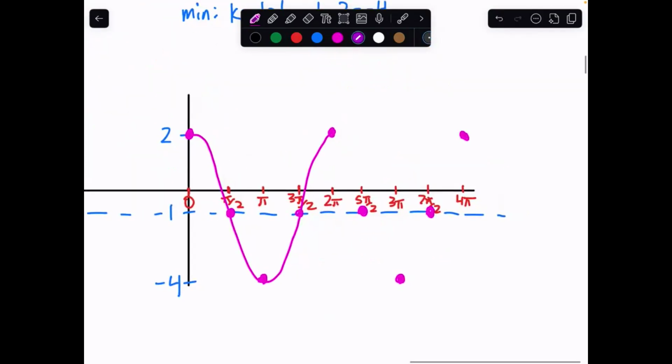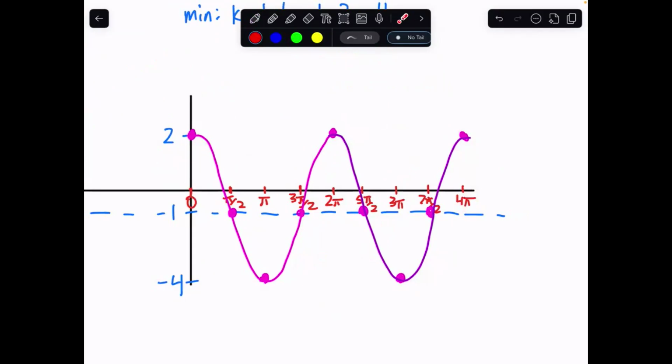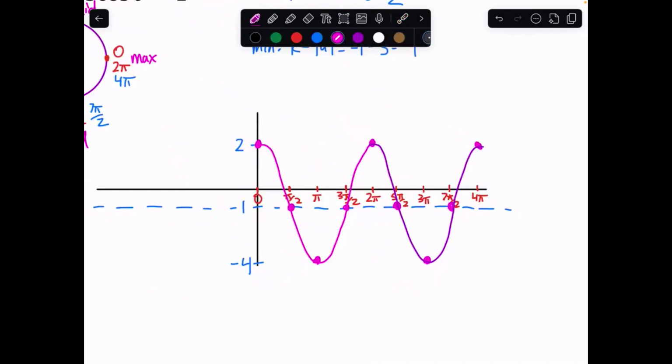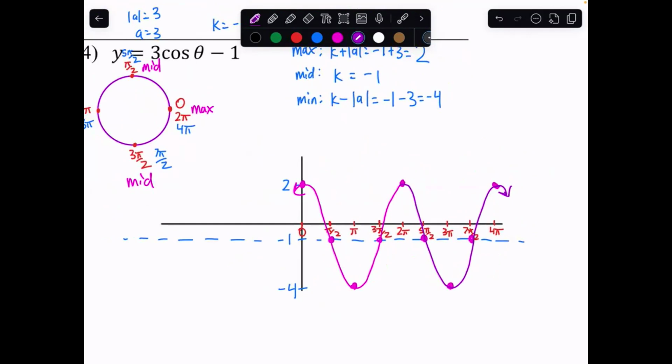Okay, so hopefully you can see that when we connect up this next set of points, it's identical to the first set, right? So this is one period, here's a second period. Remember when we draw the arrows, we sort of just bend the curve down the other way so that we show we understand that it doesn't go up forever. So this would be a completed graph of y equals 3 cosine theta minus 1.